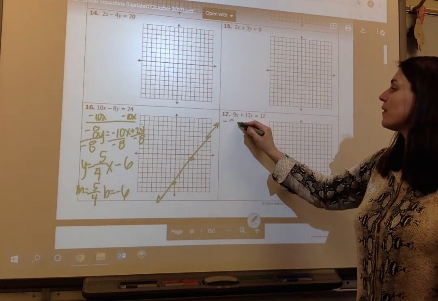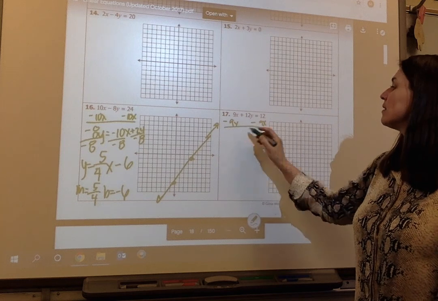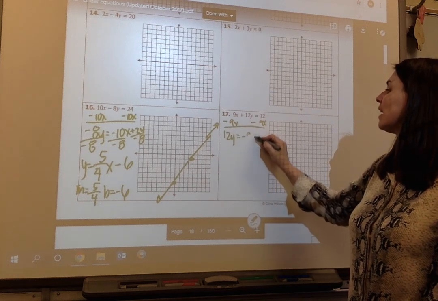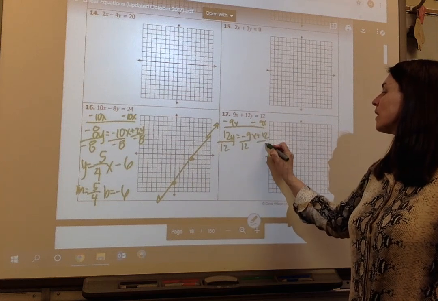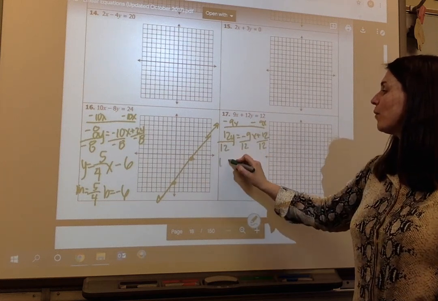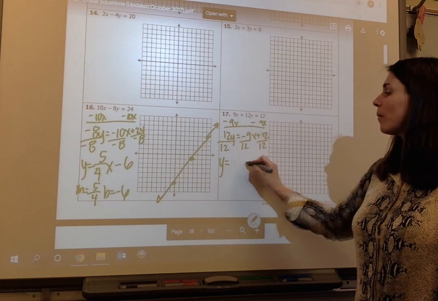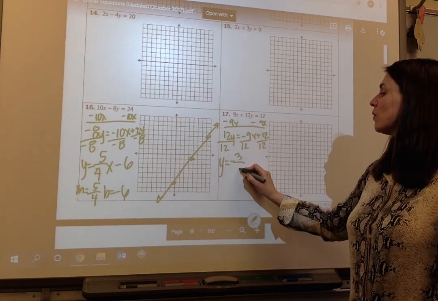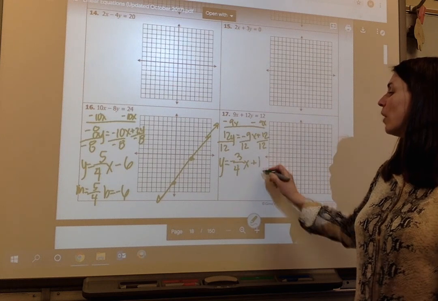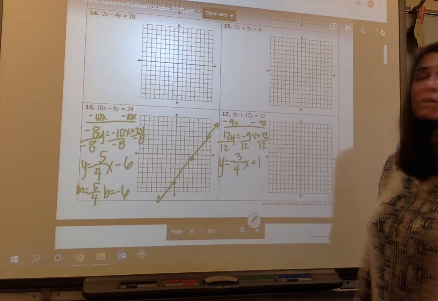To get y by itself, I subtract 9x on both sides. I get 12y equals -9x plus 12. Divide everything by 12 to get y by itself. And now I'm left with y equals negative divided by positive is a negative. 3 goes into 9 3 times. 3 goes into 12 4 times. x plus 1. So that's in slope-intercept form.